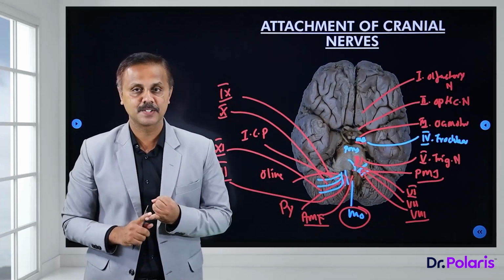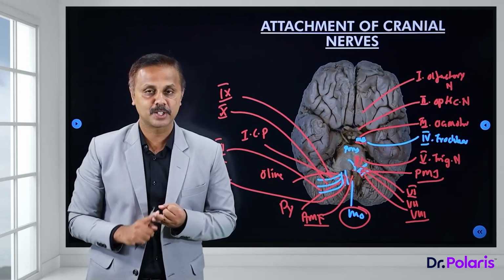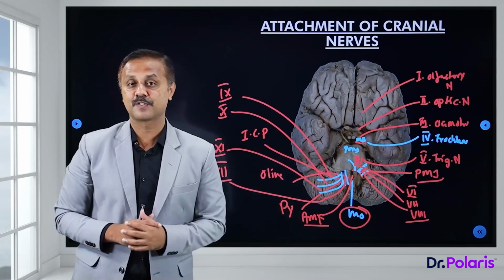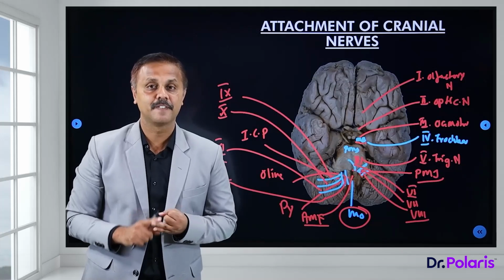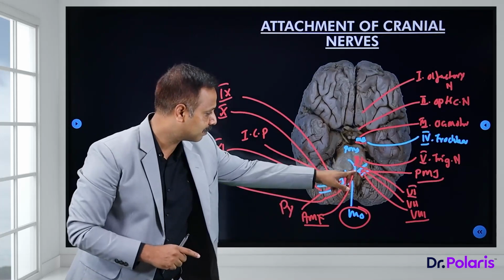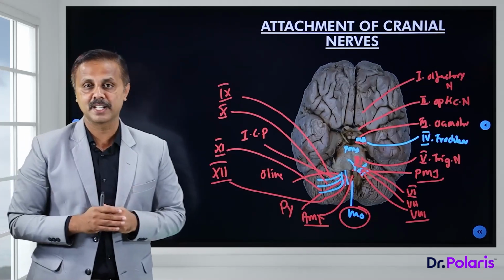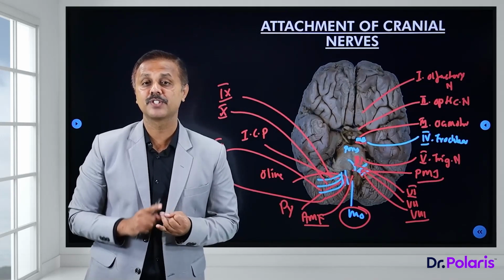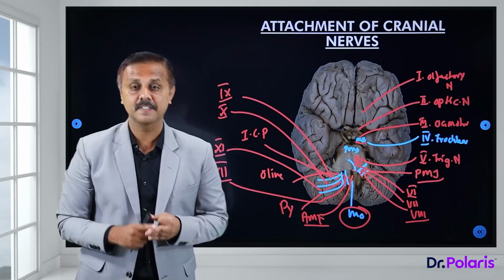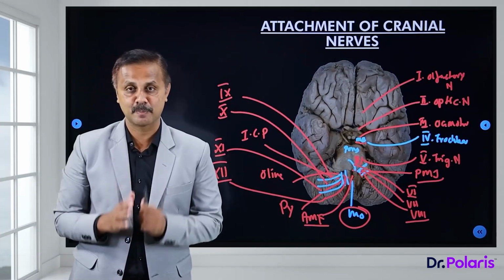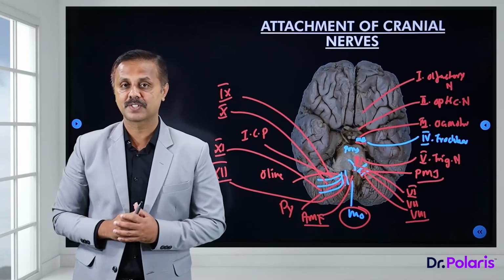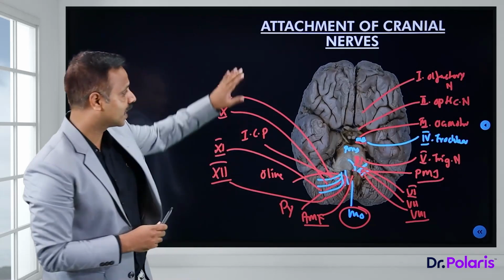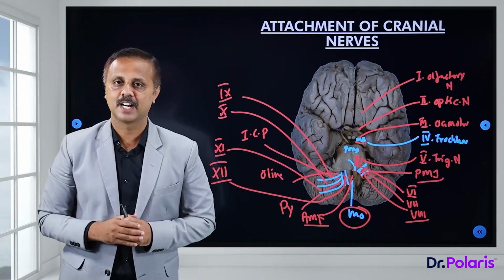Remember, the first two cranial nerves are attached to the forebrain. Then the oculomotor and trochlear nerves are attached to the midbrain. Then we have the trigeminal nerve which arises from the pons. Then we have the abducent, facial and vestibulocochlear nerves which arise from the junction between the pons and medulla or ponto-medullary junction. Then we have the last four cranial nerves, that is 9th, 10th and 11th, glossopharyngeal, vagus and cranial root of the accessory nerve, which are attached to the posterolateral sulcus of the medulla, whereas the last cranial nerve or the hypoglossal nerve is attached to the anterolateral sulcus of the medulla oblongata. This is regarding the details of the cranial nerve attachments.